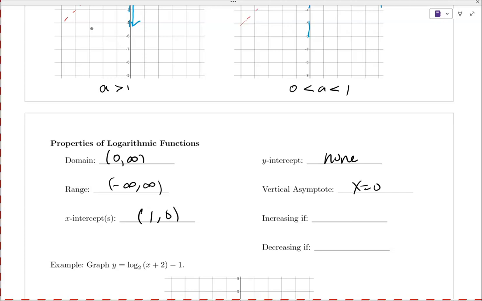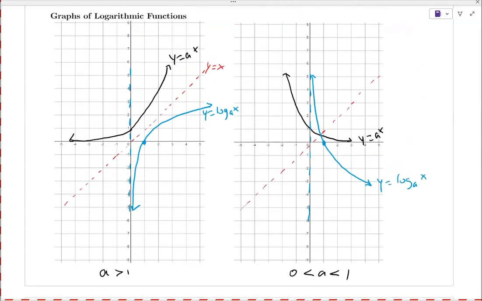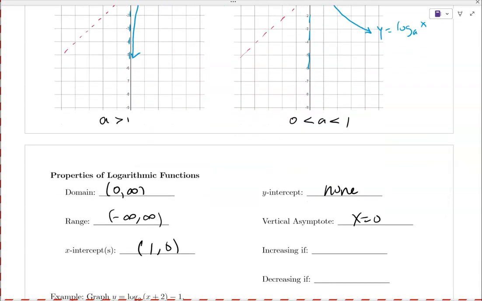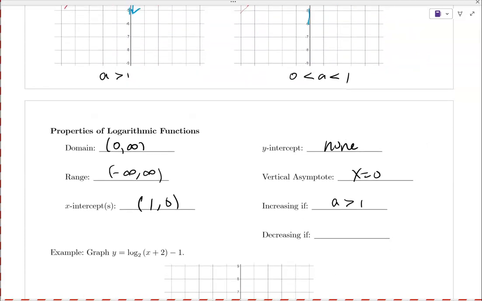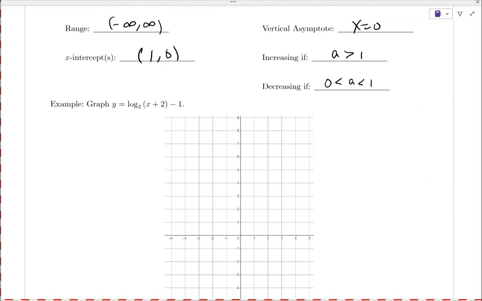When does the function go up? Yeah, so x is going to infinity, but looking at the two graphs we have above here, when the base is greater than 1, right? If your a value is greater than 1, it increases, and it decreases if your a value is in between 0 and 1, just like it did for the exponential. All right.